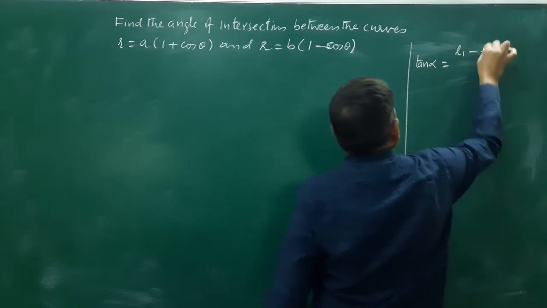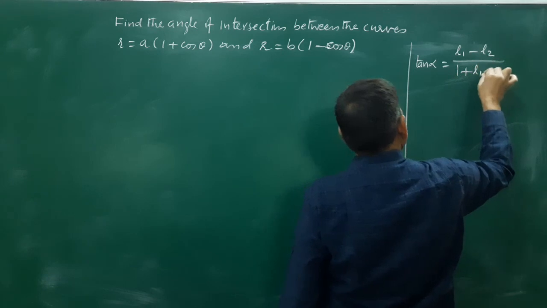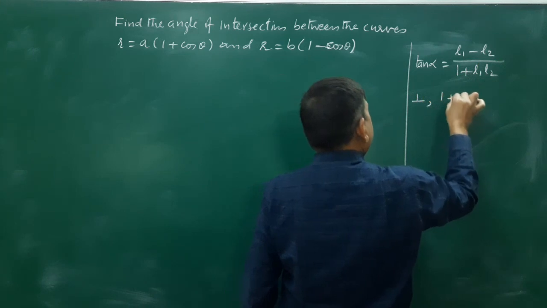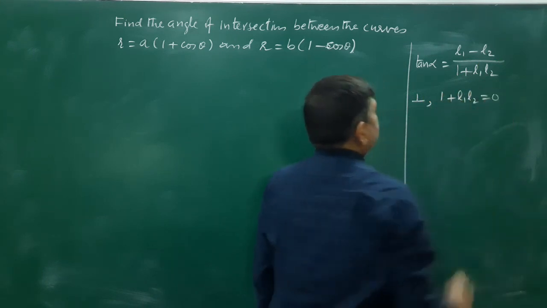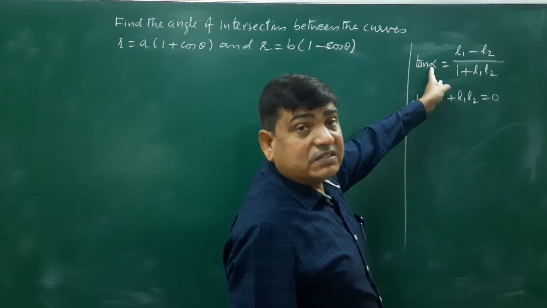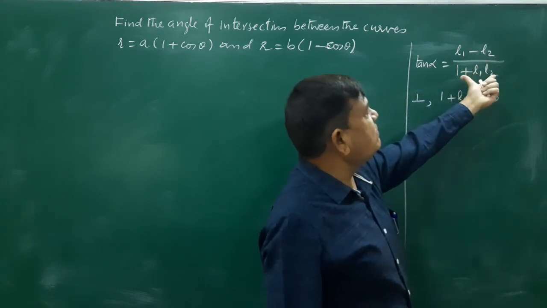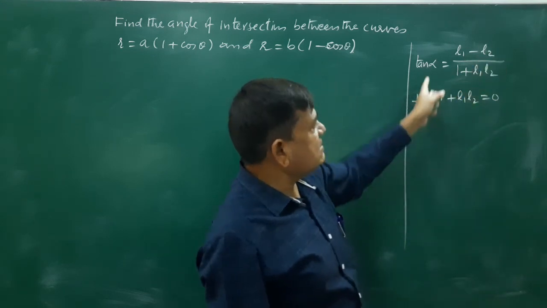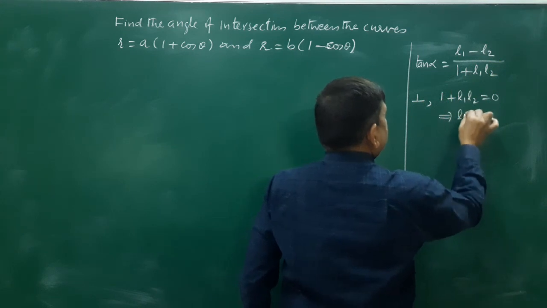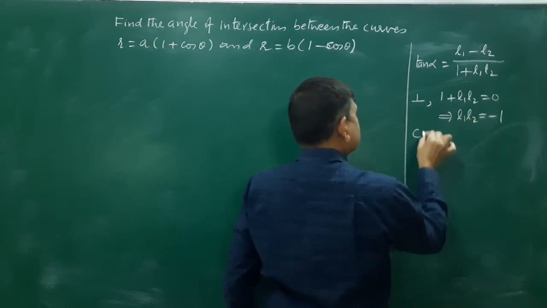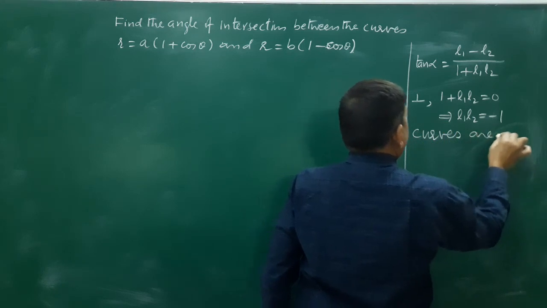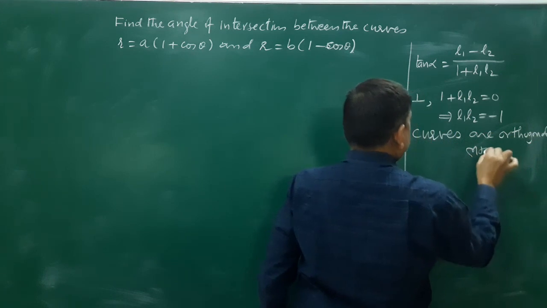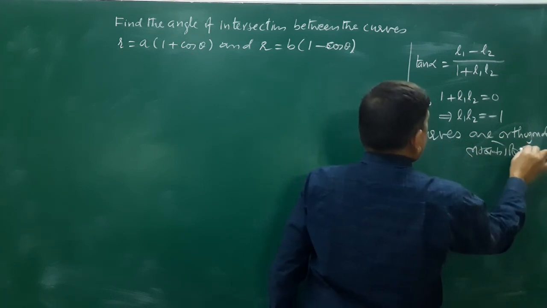Tan alpha is L1 minus L2 upon 1 plus L1 L2. यदि परपेंडिकुलर हो, 1 plus L1 L2 equals to 0. ये 90 कब होगा? जब ये पूरा पार्ट इंफिनिटी हो. ये इंफिनिटी कब होगा? जब डिनोमिनेटर 0 होगा, तो ये इंफिनिटी होगा. Tan infinity when angle is 90 degrees. So this simply gives L1 L2 equals to minus 1. Curves are orthogonal, लंबकोण. कंडीशन आपको याद रखना है.